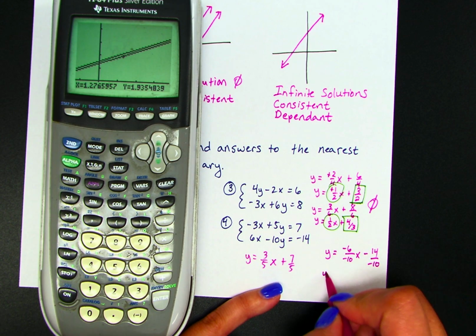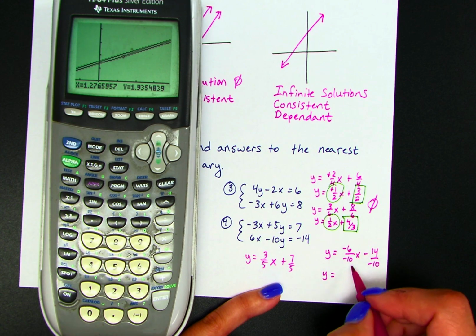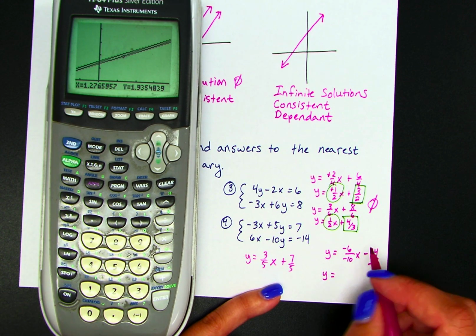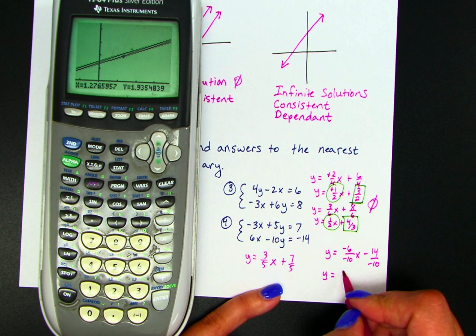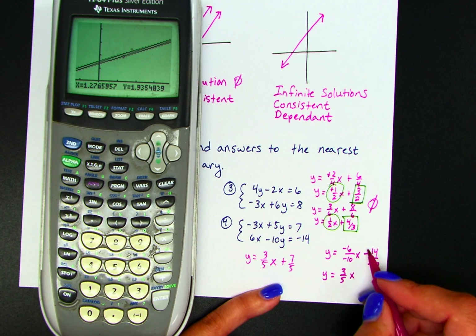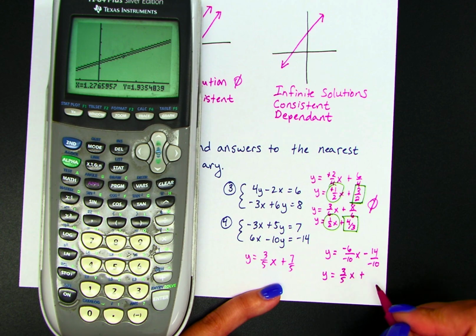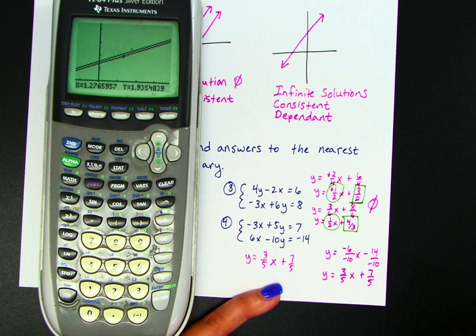So now if I simplify, that will become a positive. Those are both divisible by 2. So this will be 3/5 x. And then a negative divided by a negative is a positive, both divisible by 2, so 7 over 5.